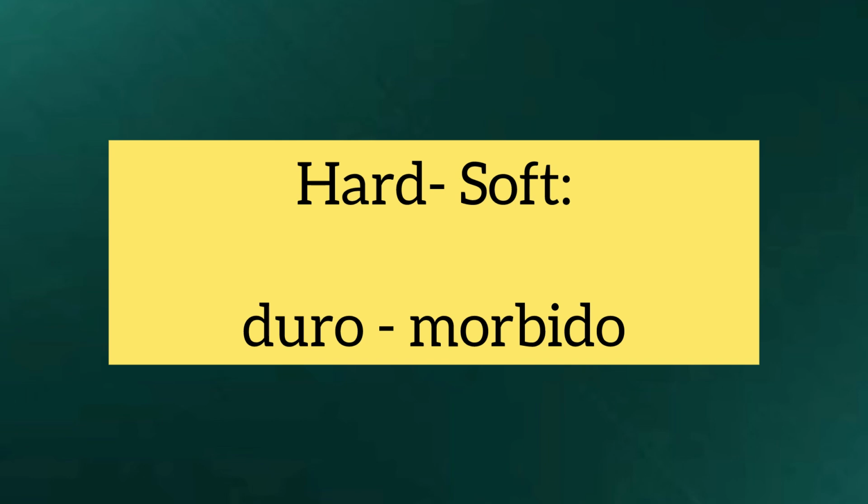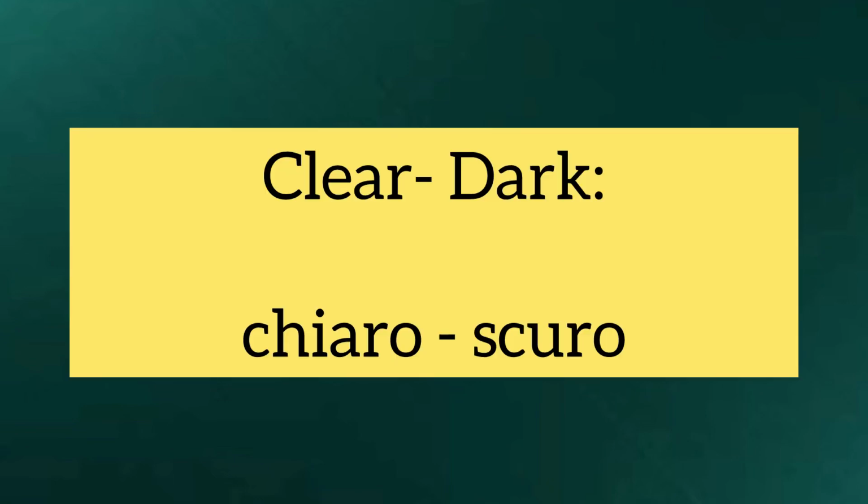Next one is hard, duro. Soft, morbido. Soft in Italian is morbido and hard in Italian is duro. Duro, hard, morbido, soft.